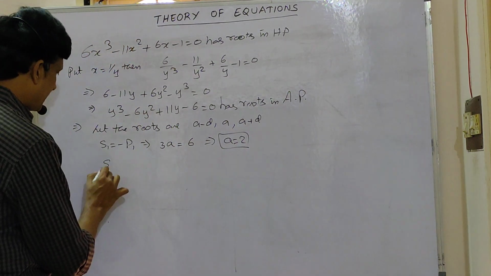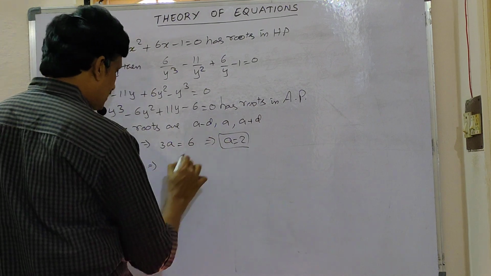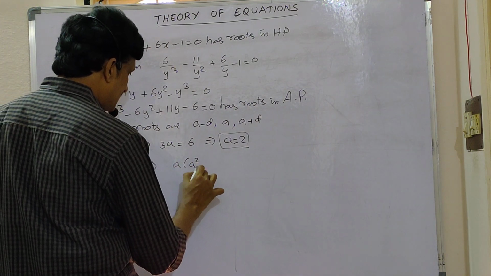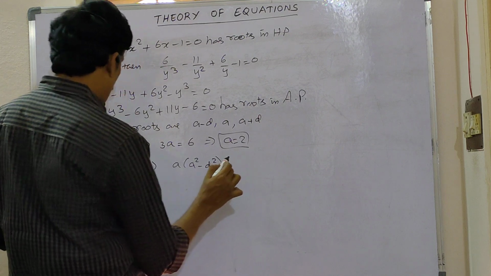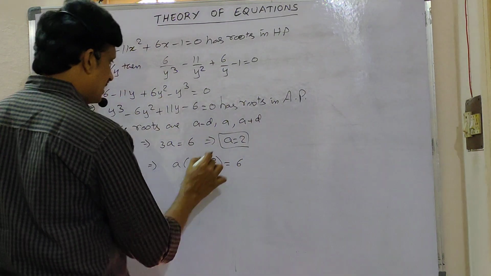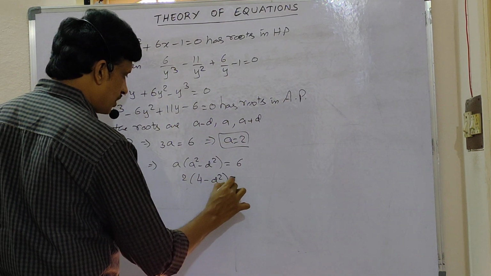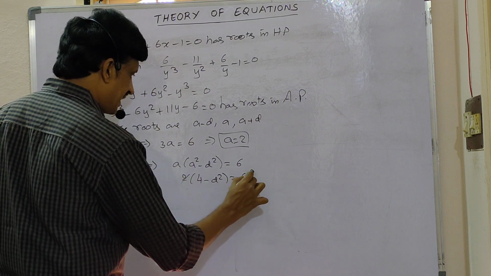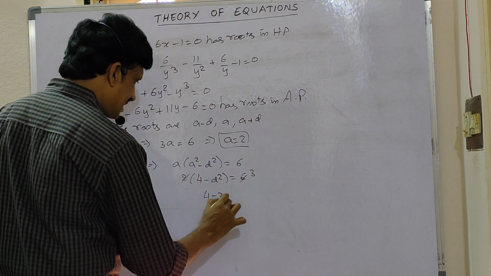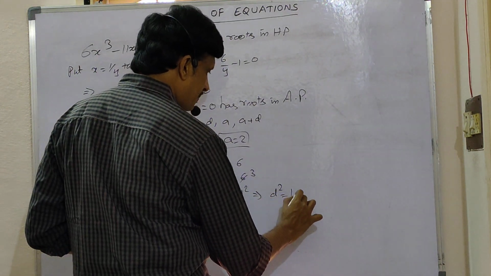After getting a, write S3 is equal to minus P3. S3 means product of the three roots, that is a into a square minus d square, is equal to minus P3, means minus of minus 6 will be plus 6. Here write the value of a, that is 2 into 4 minus d square equal to 6. So 4 minus 3 is equal to d square, gives d square equal to 1, d equal to plus or minus 1.